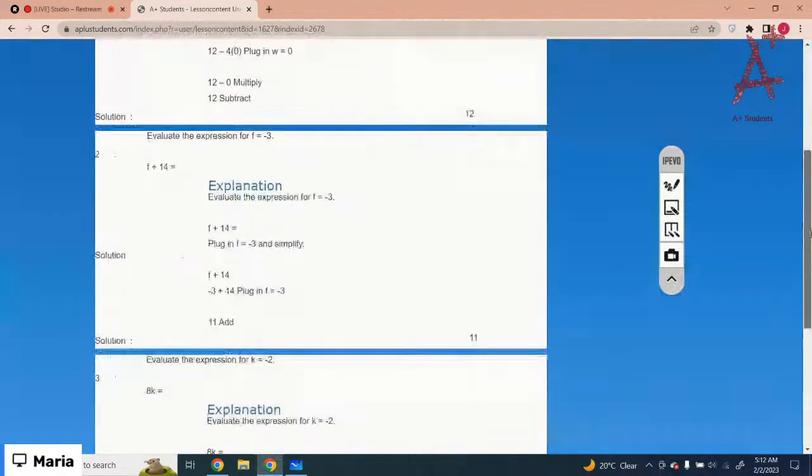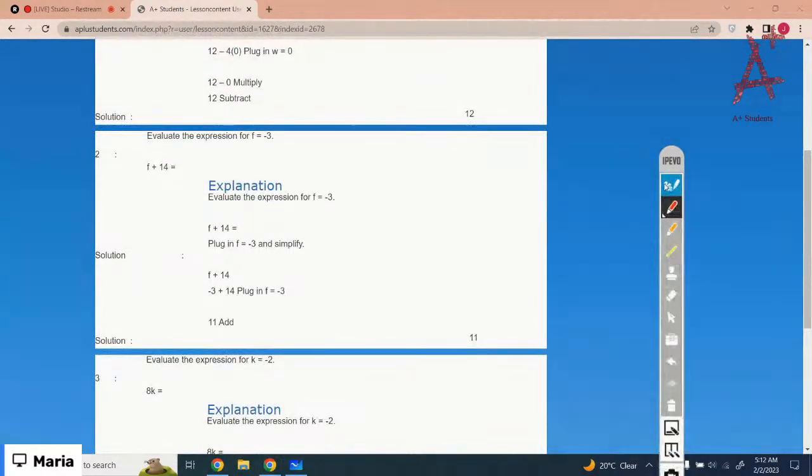Okay, the next one is evaluate the expression for f equals -3, and the expression is f plus 14. Just replace the f with the value. It would be -3 plus 14, and 14 minus 3 is 11. Got it?